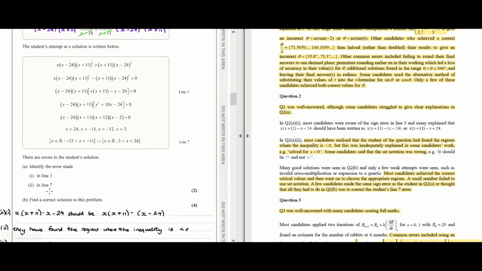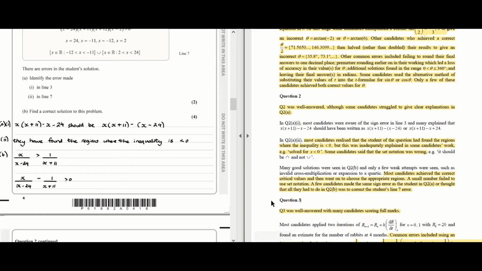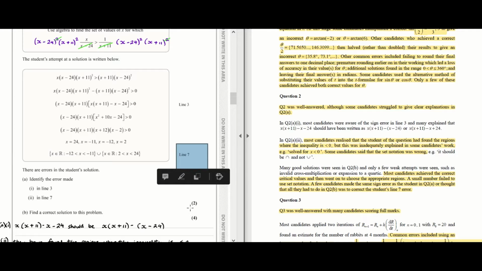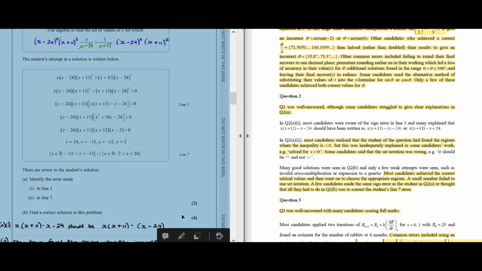Okay, and now when we came to find the correct solution, most candidates achieved the correct critical values and then went on to choose the appropriate regions. A small number failed to use set notation. A few candidates made the same sign error as the student in question 2A and thought that all they had to do in part B was to correct the student's line that this part of the question's worth. That doesn't make sense to do that.